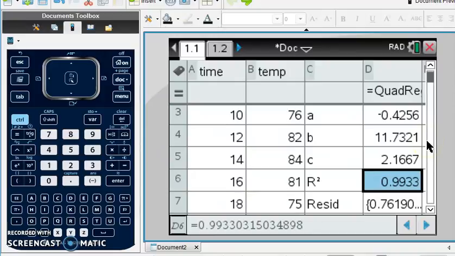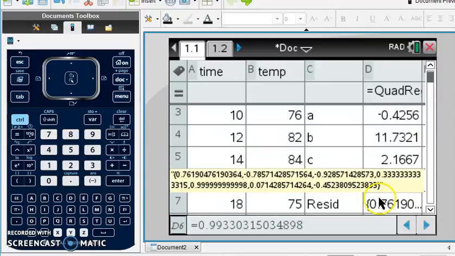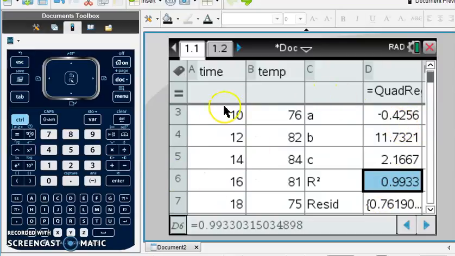It tells me how well the data is going to fit this function. The closer it is to 1, the better the fit. And in this case, 0.99 is very close to 1, so I know it's going to be a very good fit between this function and my data provided. So I want to go ahead and graph this data.